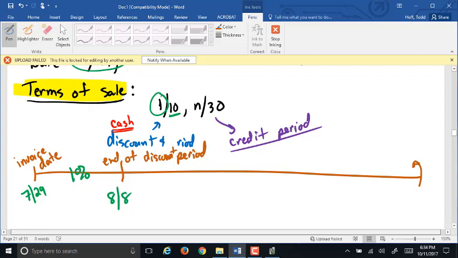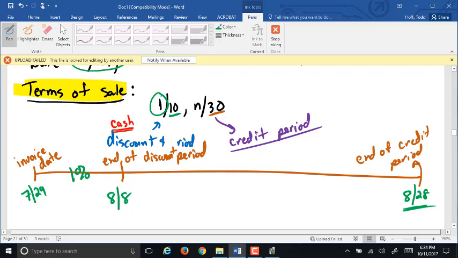This date down here is the end of the credit period. At that point, it must be paid. That is net 30, which means it's 30 days from the invoice date. What is 30 days after 7/29? 8/28. So August 28th would be the end of the credit period.